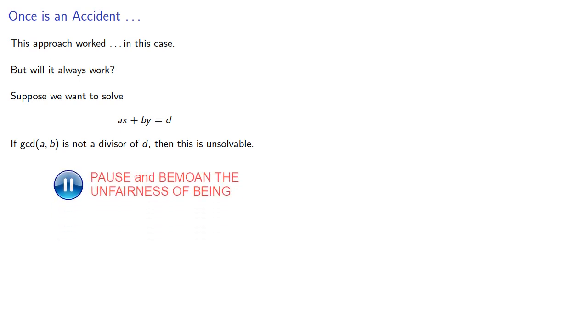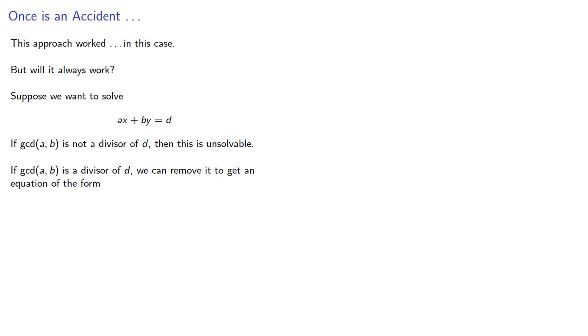Suppose we want to solve our linear equation. If the greatest common divisor of a and b is not a divisor of d, then this is actually unsolvable. But if the greatest common divisor is a divisor of d, we could remove it to get an equation of the form ax plus by equals d, and Bezout's lemma guarantees a solution exists.